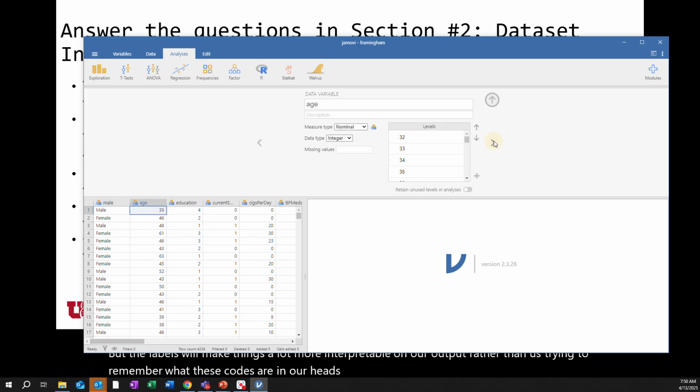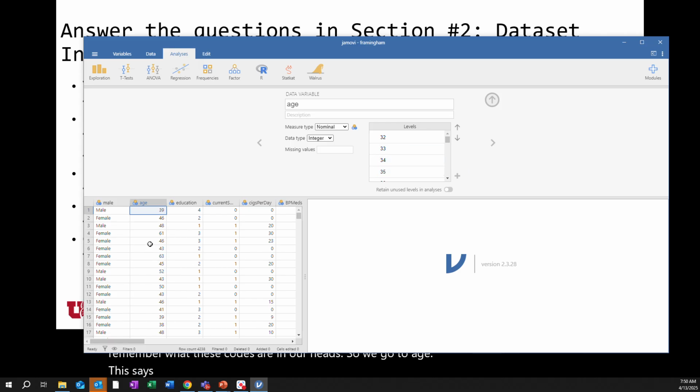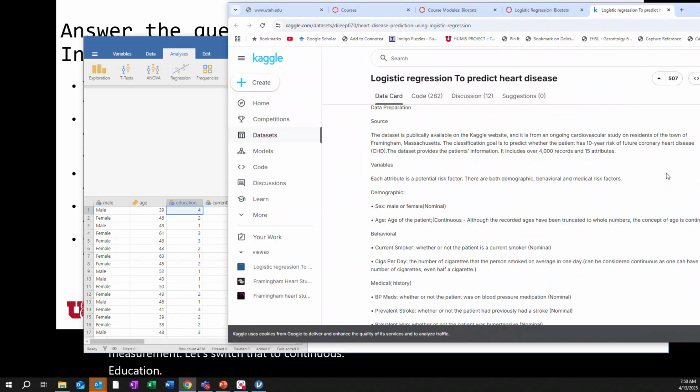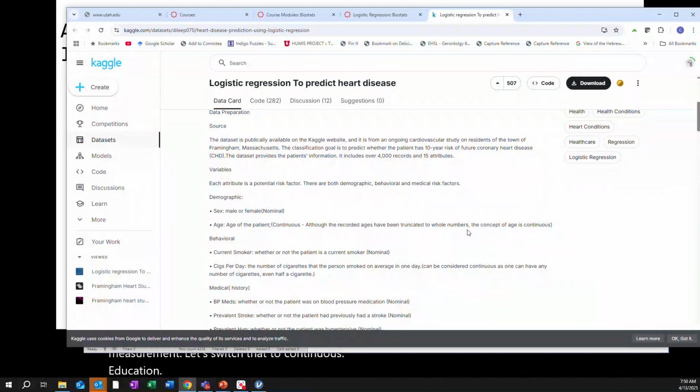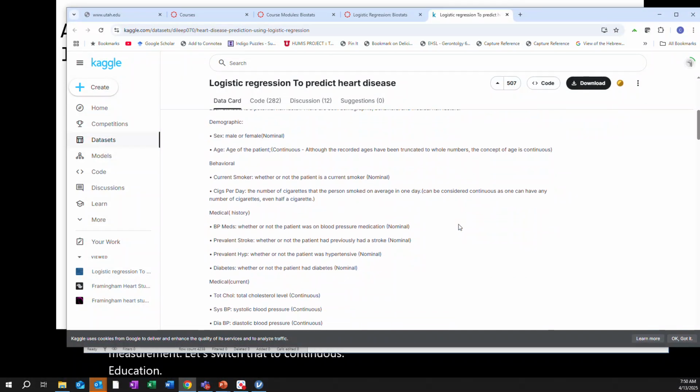So we go to age. This says nominal. I'm pretty sure there's years of age, so that's going to be a ratio level of measurement. Let's switch that to continuous. Education. See if we can find an education.